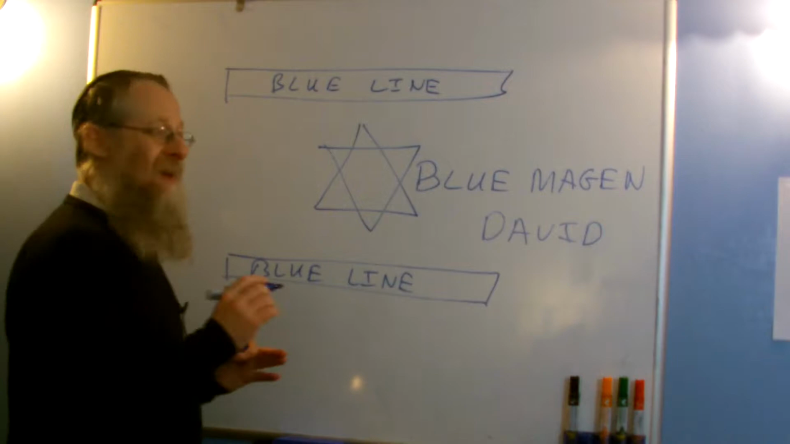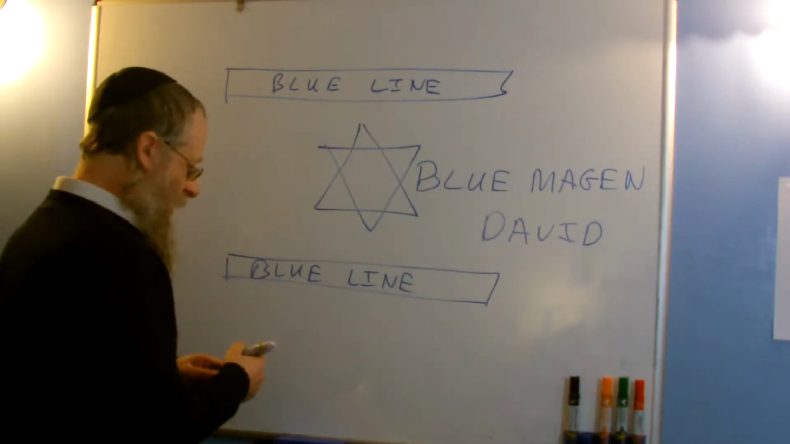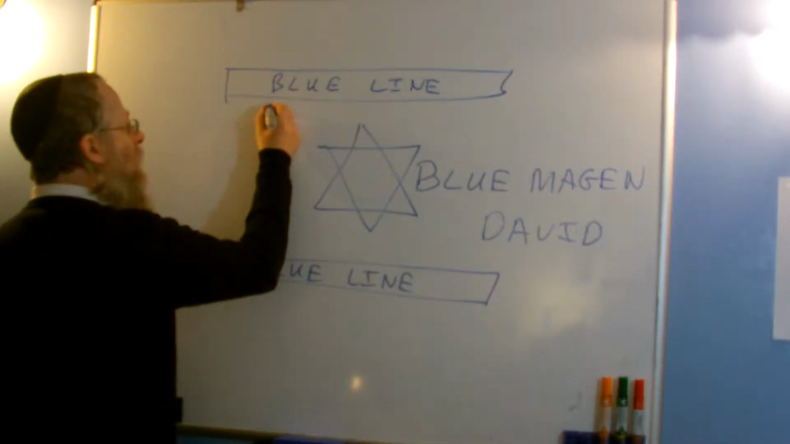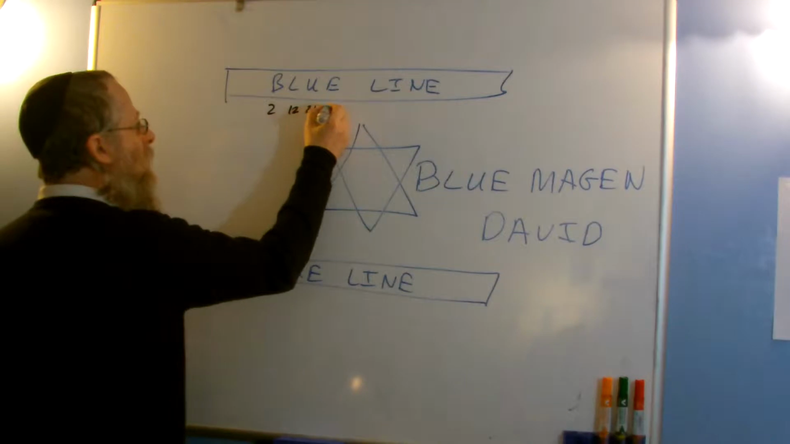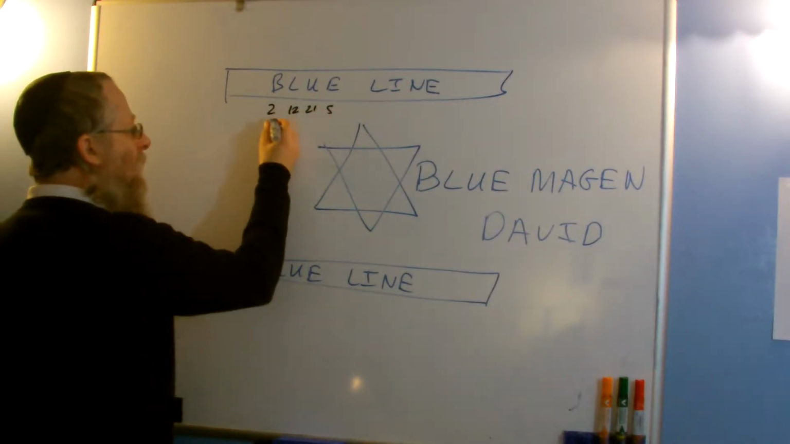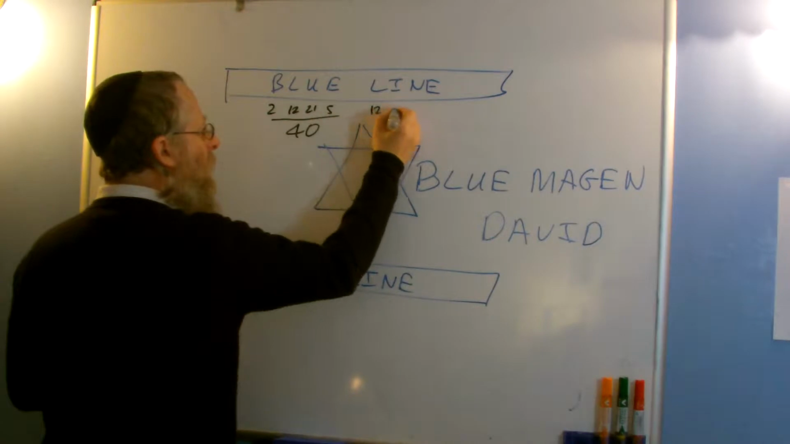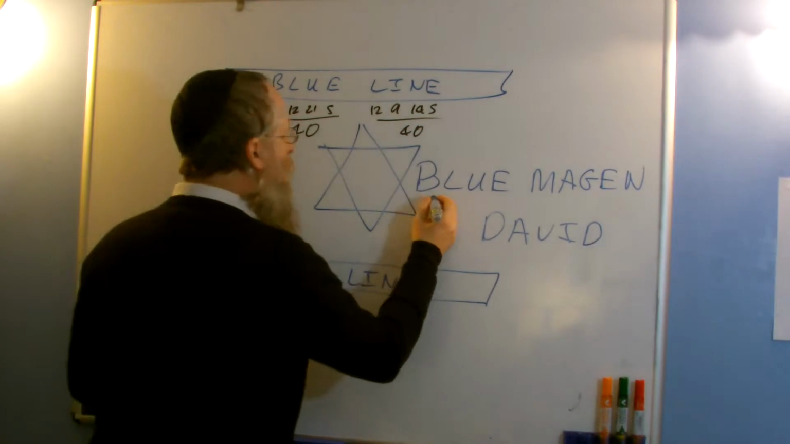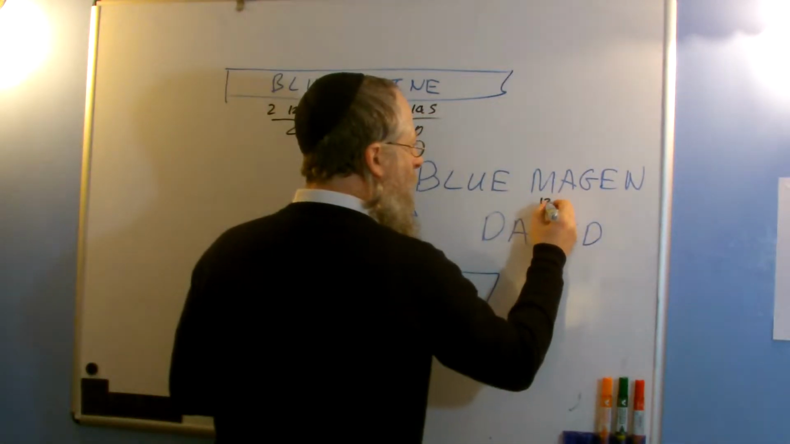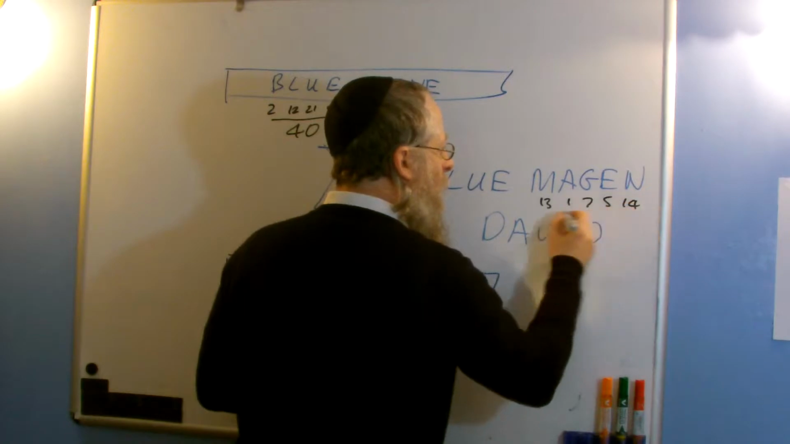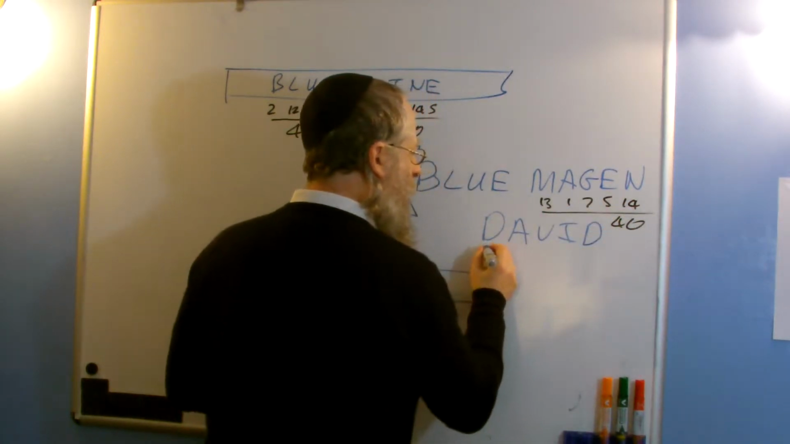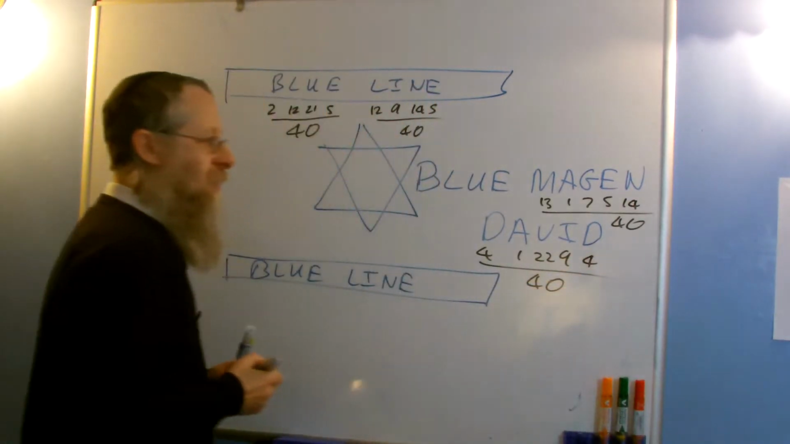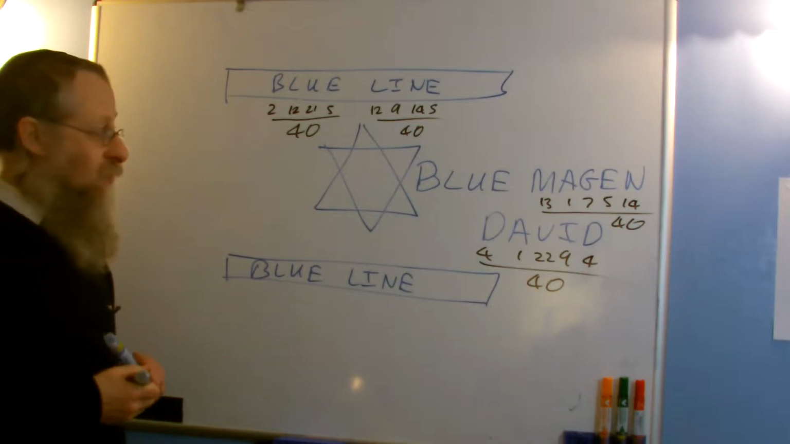If I were to work out the placement values of all these words that I've written up, I will find that they all add up to 40. B is 2, L is 12, U is 21, E is 5. If I add that up, I get 40. Line: 12, 9, 14, and 5. If I add that up, I get 40. Blue is 40. Magen: 13, 1, 7, 5, and 14. Add that, you get 40. David: 4, 1, 22, 9, and 4. Add that up, you get 40. Isn't that interesting that every single word there adds up to 40?